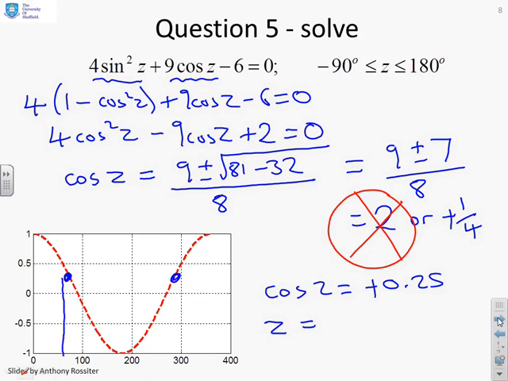So we've got a solution there. So z equals 75.5 and 284.5.